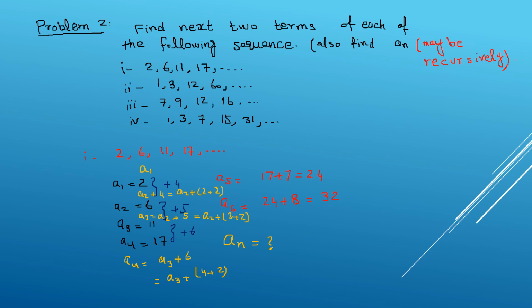Simply, a_n will be equal to a_(n-1) plus n, that is the nth term, plus 2. So by adding n plus 2 to a_(n-1), we get a_n. You can check it: if we want to find a3, n equals 3, we get a2 plus 3 plus 2, which is plus 5, which is true. So this is the a_n formula, defined recursively.